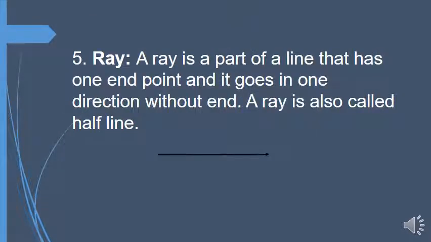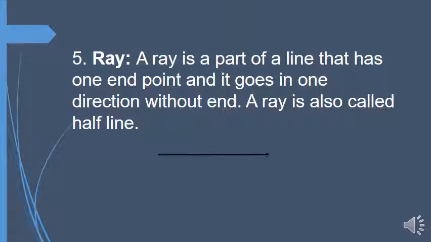Number 5 is ray. A ray is a part of a line that has one end point and it goes in one direction without end. A ray is also called a half line. You can see that a ray has only one end point, ये इसका end point है. You can see this one is the ray's end point and it is going in this direction.